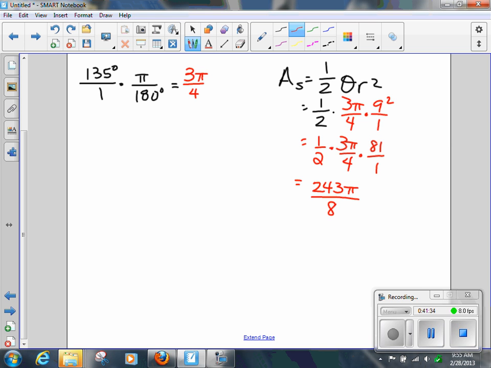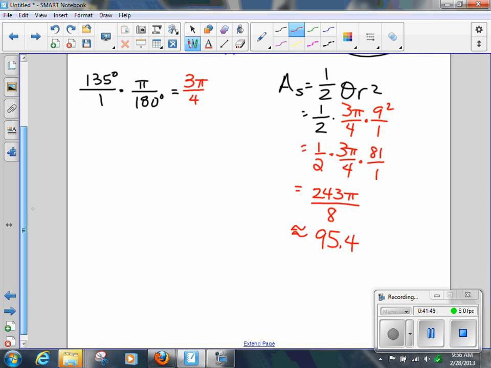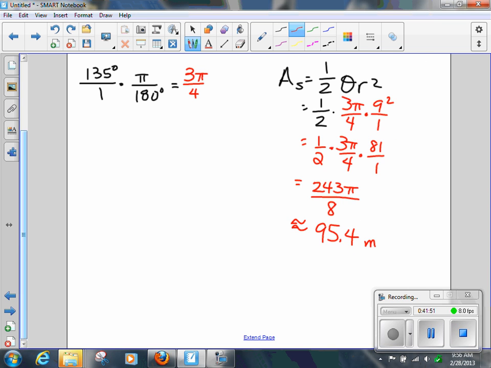And then once you have this one value, put that in your calculator and see what the decimal approximation is. What is that decimal number? 95.4 what? Meters squared. Please don't forget about the units. At this point, we have to be very meticulous about all of our answers. How many of you got that out of curiosity? Good. Excellent. All right, last one.